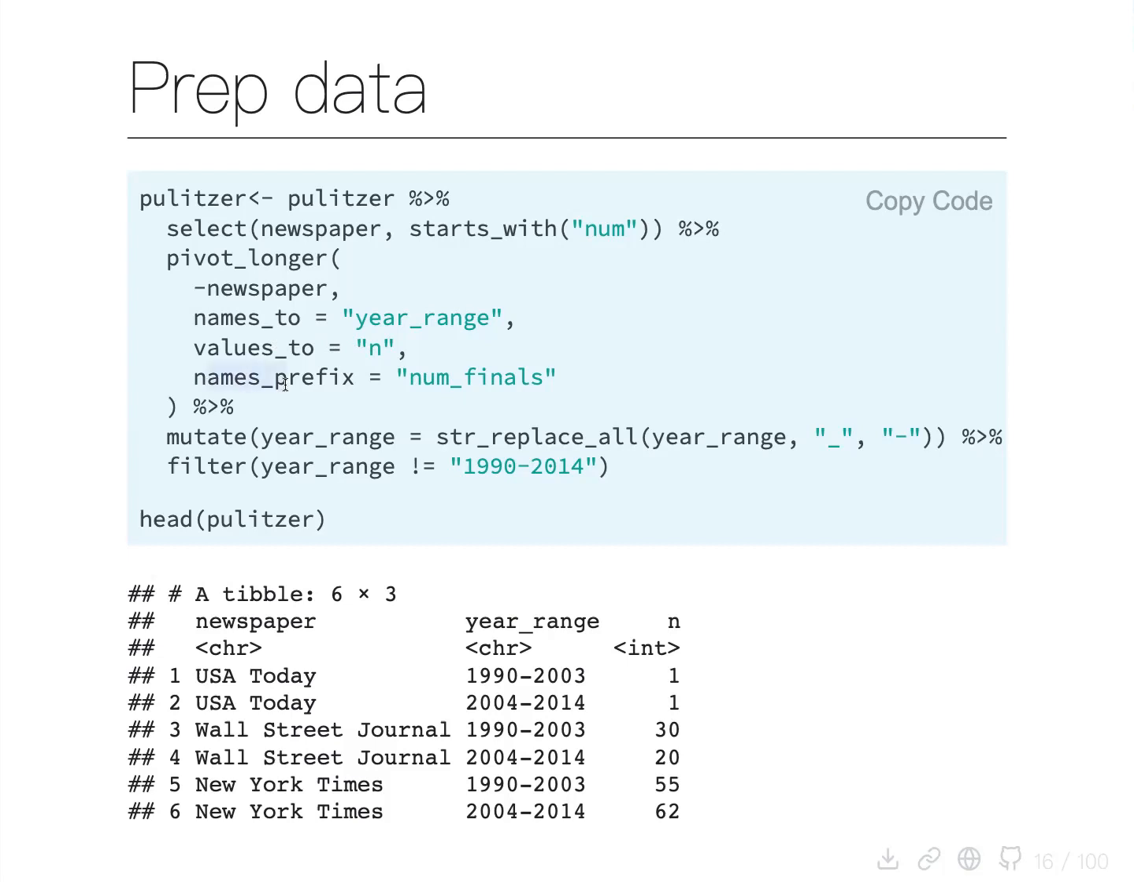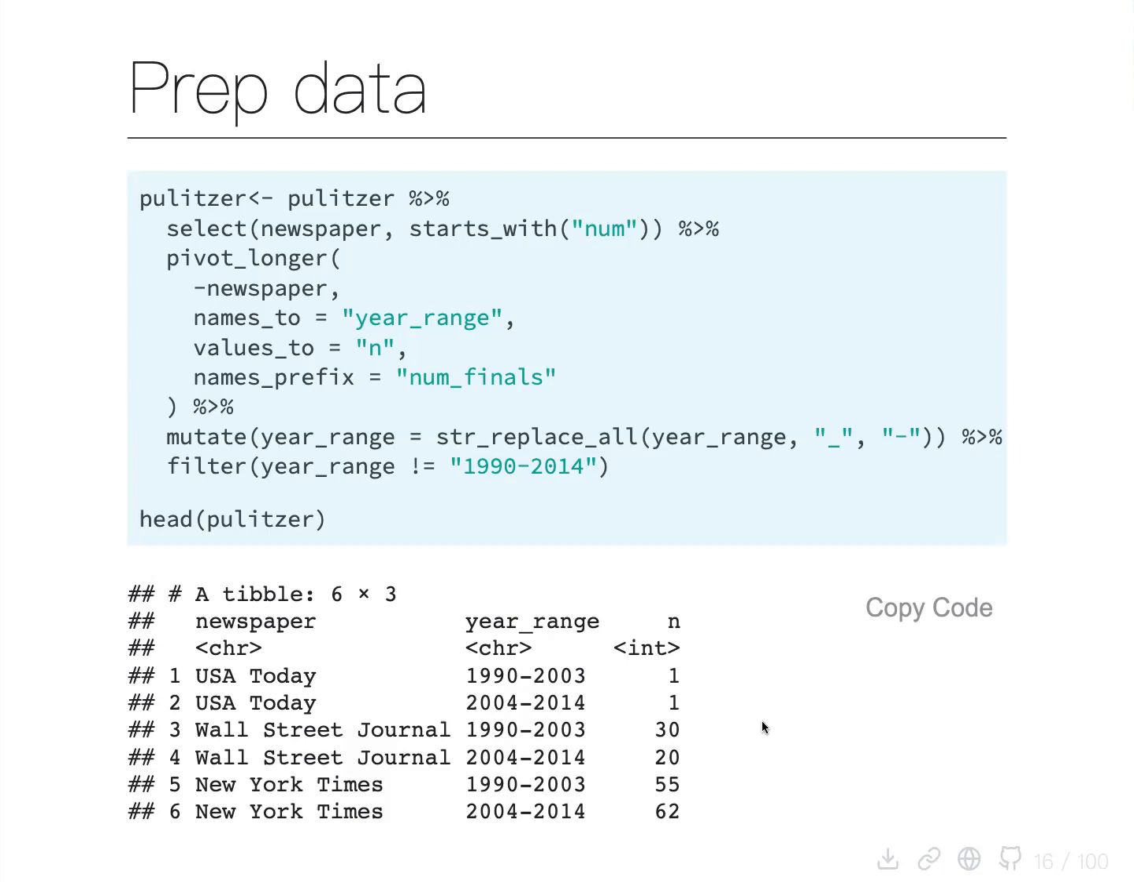Okay. And then I have this names prefix is equal to num finals. And so that's going to end up here. And then I'm just going to say mutate range, string replace the underscore for a dash on the year range, so we get 1990-2003 instead of 1990 underscore 3. And then I'm going to filter out where the range is 1990 to 2014 because it's split into those two sections here. So I don't want it split out twice and then the whole range also. So I'm just doing the two bins separately. Okay. And so it looks like this.